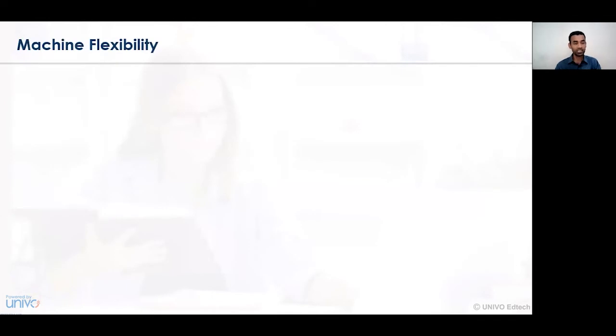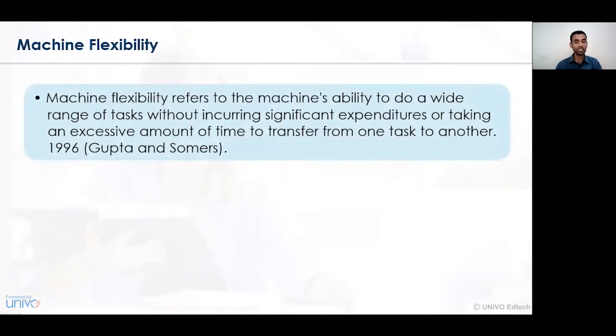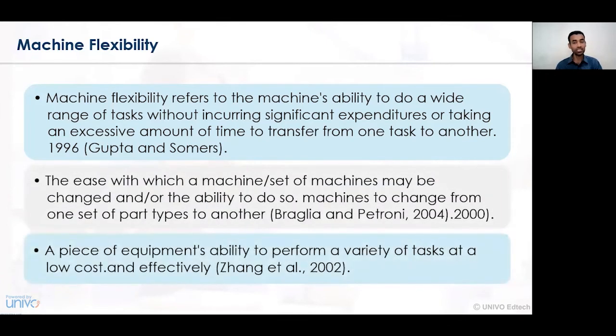Now let's understand the concept of machine flexibility. The concept of machine flexibility was coined by Gupta and Somers in the year 1996, wherein they were focusing on the major composition of changes in the technology. So expenditure on the technology either increases or decreases depending on what amount or quantity or quality of goods and services are available. Based on the availability of goods and services, the task that needs to be undertaken either increases or decreases, and accordingly, the significant expenditure of the company also differs.